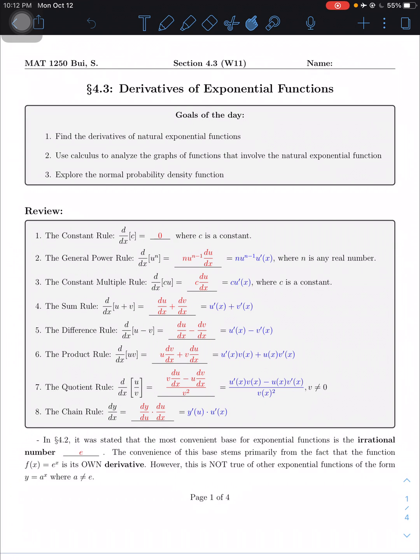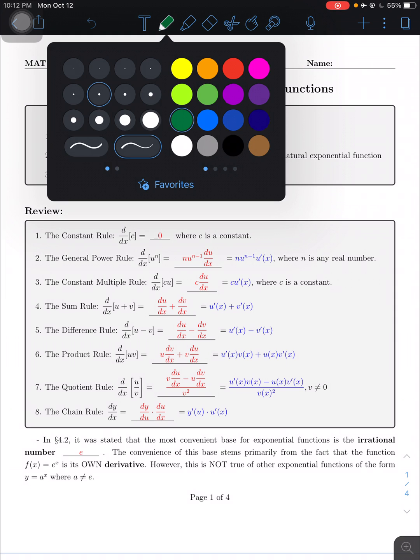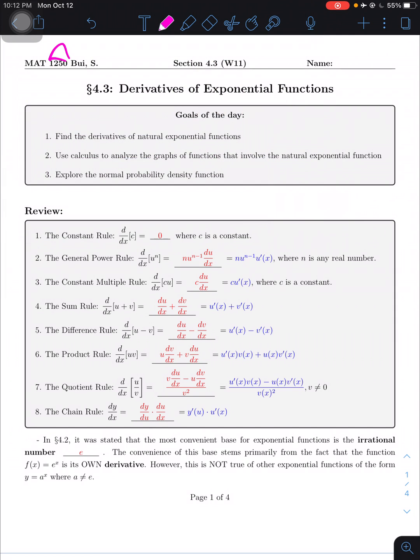Hey guys, last time we talked about 3.8, differentials and marginal analysis. There, we have to compare the two quantities, delta y and dy, and we have two formulas for them. Delta y is the change in y, the real-life value. It equals f of x plus delta x minus f of x.